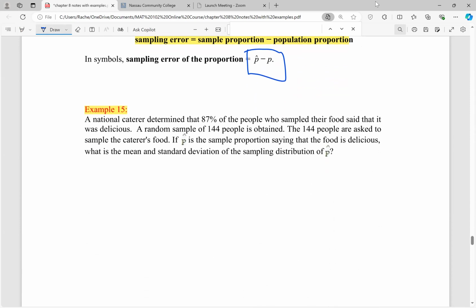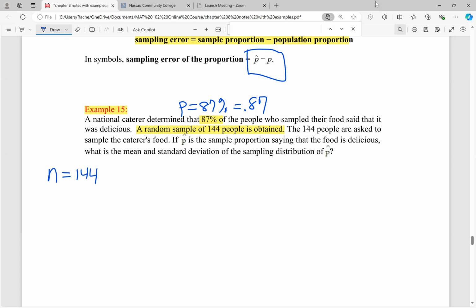So this is what's going on here. Imagine we know that of the population of people that have tasted this caterer's food, 87% say that it's delicious. That's the population proportion of people that say that this food is delicious. So 87% or 0.87 if I write it as a decimal. So that's the population proportion. Now what we're going to do is take a random sample of 144 people. So we're going to grab n equals 144 people. And we're going to say, okay, taste this caterer's food. P hat is going to be the sample proportion saying that the food is delicious.